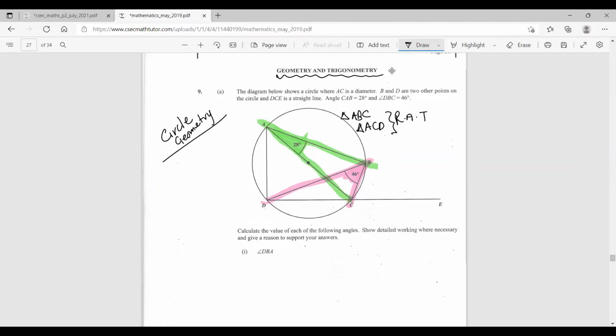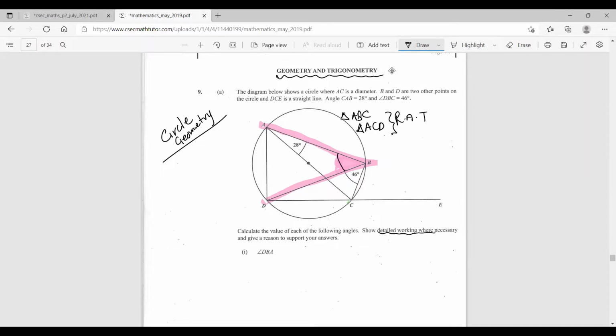So calculate the value of each of the following angles. Show detailed working when necessary and give a reason to support your answer. So we're just going to clear it out and see. They want angle DBA. So we start at D, we go to B, and then we go to A. So this is the angle inside of here. So this is the angle we want.